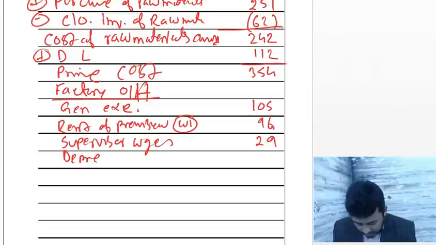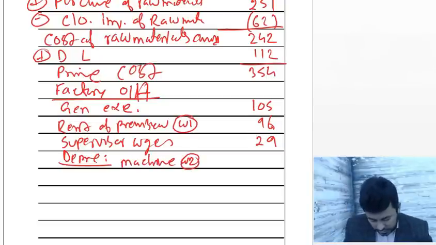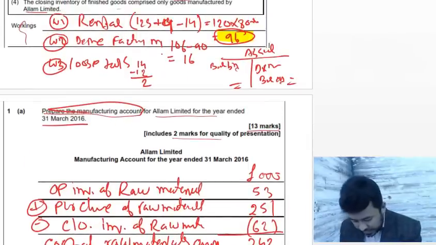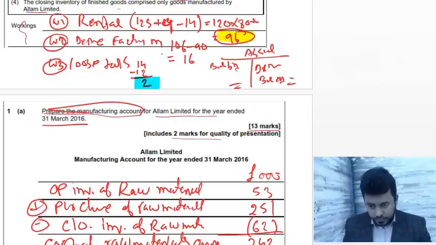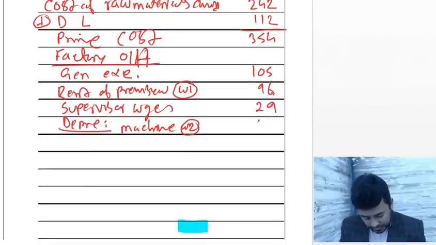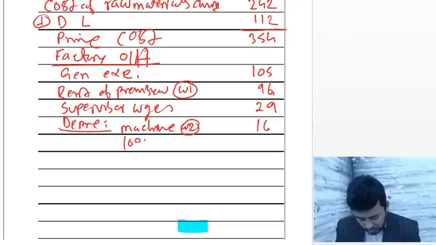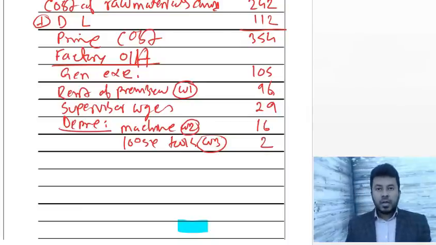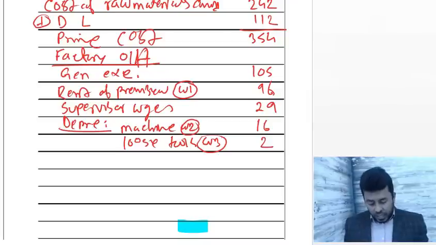And a couple more workings. Depreciation. We have worked out machine, W number 2, just done up here. Yeah, it's 16. That's for you. And 2 for loose tools. Let's write it down. 16, and loose tools, W3, is 2. These are the items we need to take into our overheads.